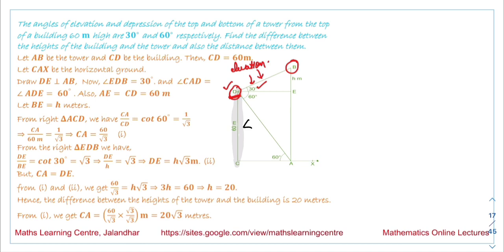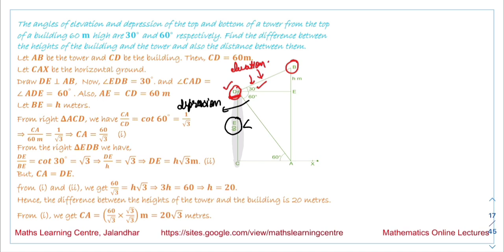And angle of depression means we are talking about this angle. From this point D we are looking upward and we are looking downward. When we are looking downward we get the angle of depression. When we are looking upward we get the angle of elevation. The height of this building is given to be 60 meters.